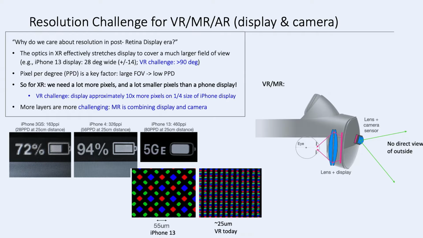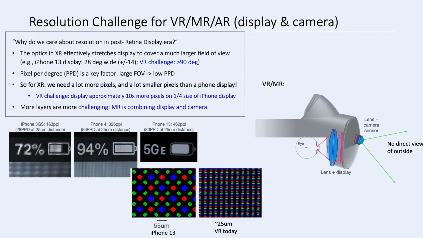And of course, I'm going to show some of my images here. This is iPhone 3GS, and it's the same display as iPhone 1. So it's 163 ppi or 28 ppd. iPhone 4 was the first one. Retina display is 56 ppd. That's also what Apple refers to. Retina display resolution is not about the PPI, right?